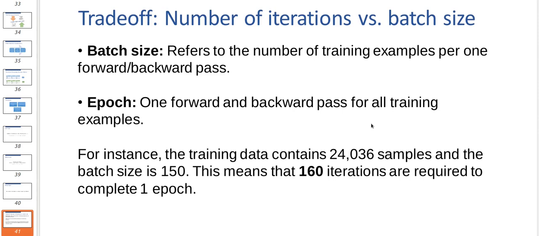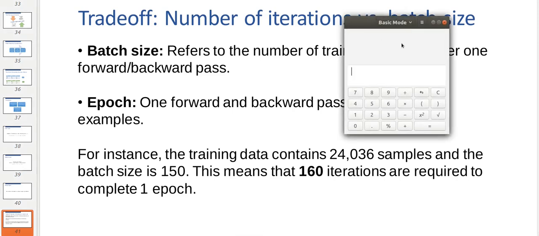And there's a trade-off because it means that the lower the batch size, the higher the number of iterations that are going to be required to complete one epoch. And if the batch size is higher, it means that fewer iterations are required per epoch. Just to illustrate this, we'll use a basic calculator here. 24,036 divided by 150 gives 160 iterations. But if we had, say, a batch size of 200, that means 120 iterations required to complete one epoch.